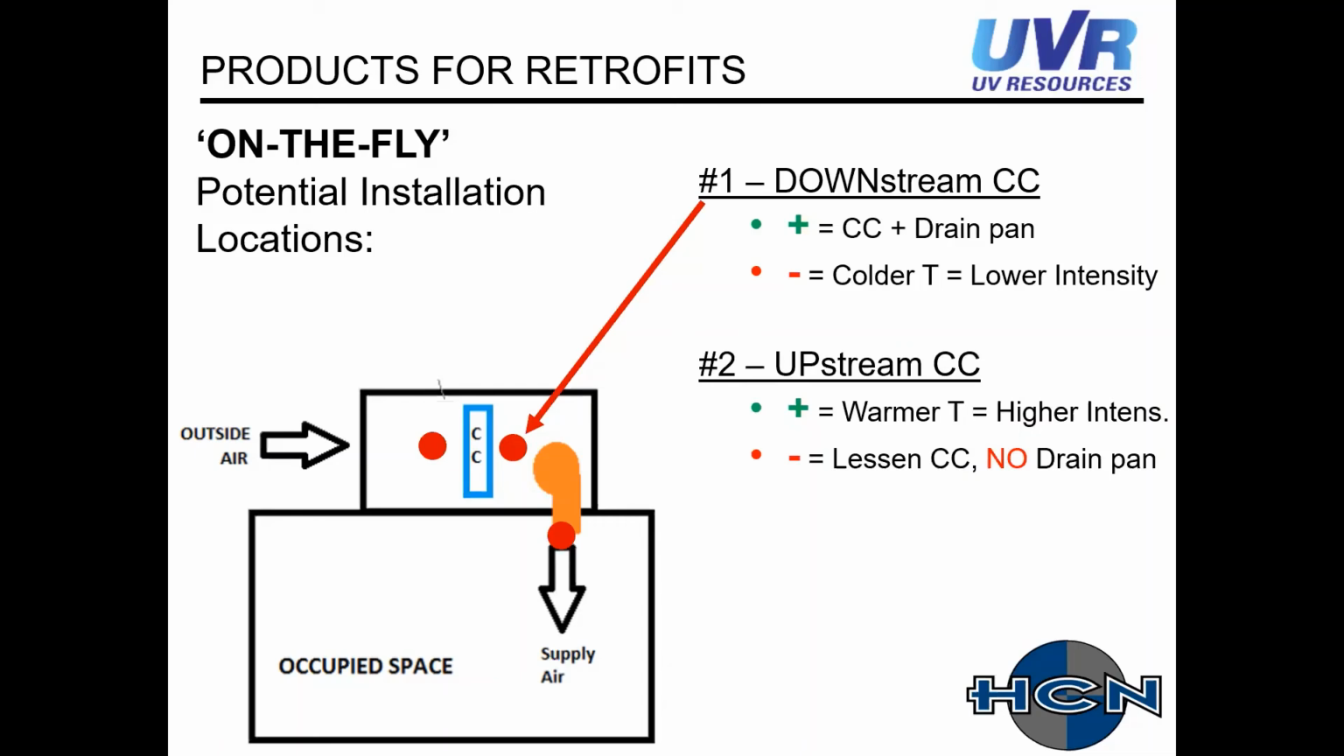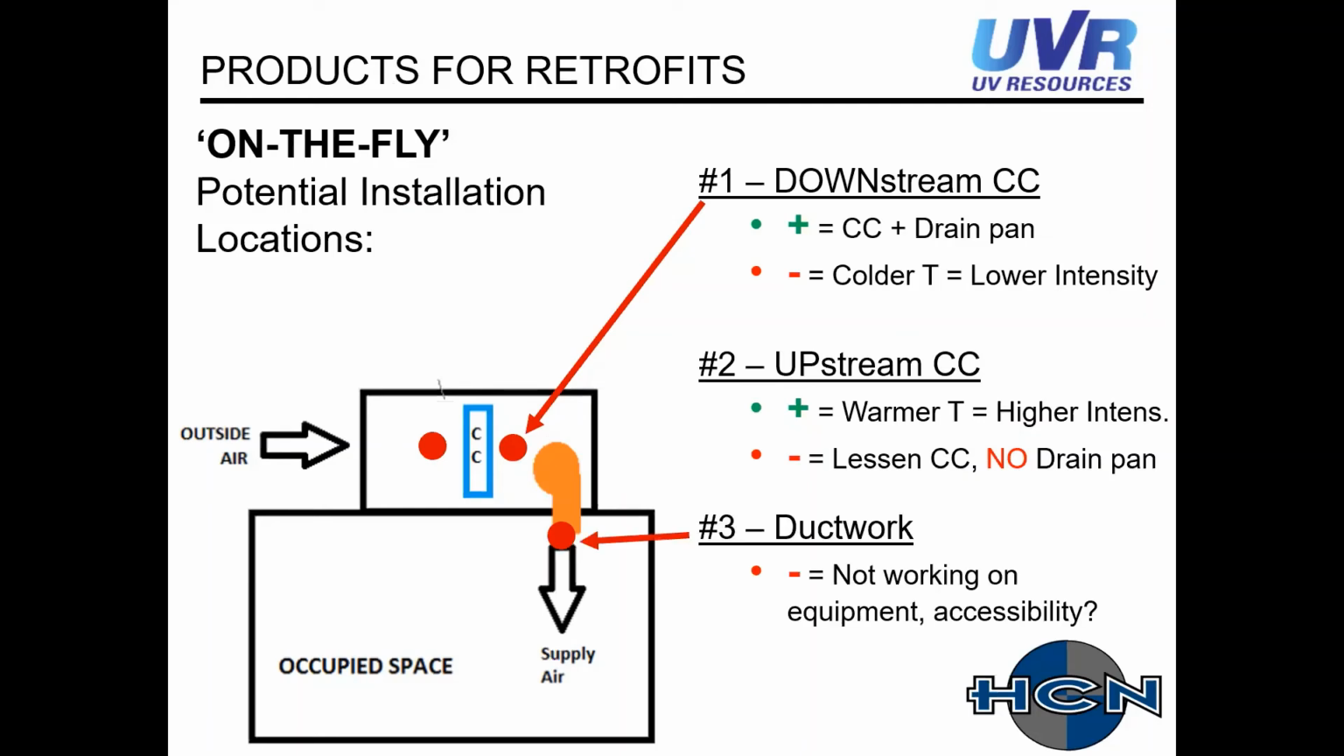Item 2 would be upstream of the cooling coil. The benefit is that the warmer temperature has a higher intensity. The downside is that you're not going to be effectively cleaning the drain pan, and you're also going to lessen the effect on the cooling coil. And then the third spot would be in the ductwork. Obviously, the downside of this is that it's not working in the equipment. And then also, you would have concerns about installing it and accessibility, et cetera.